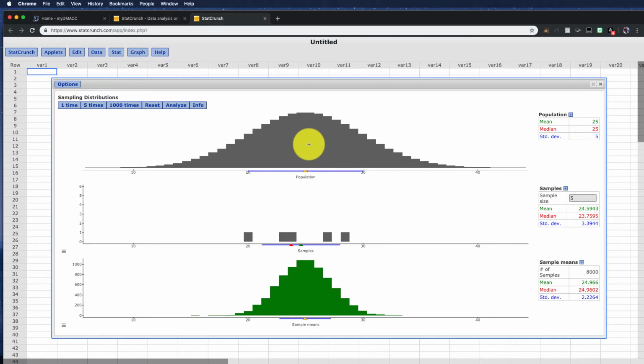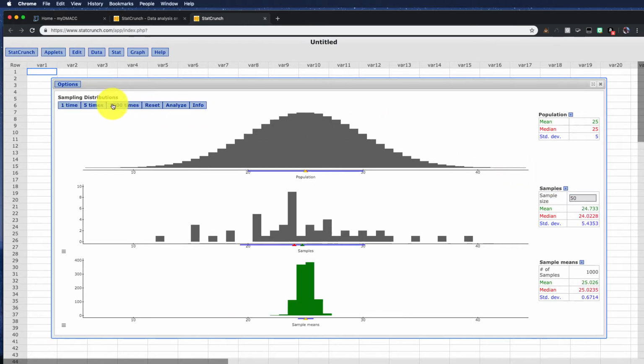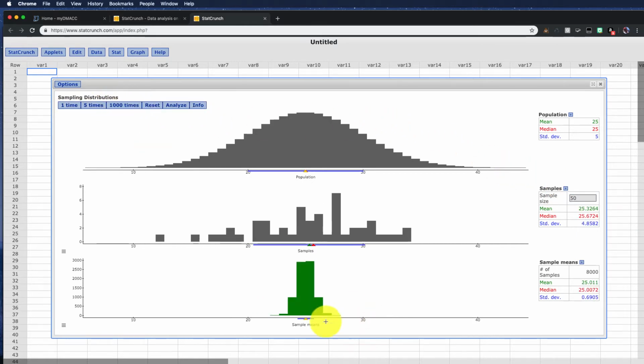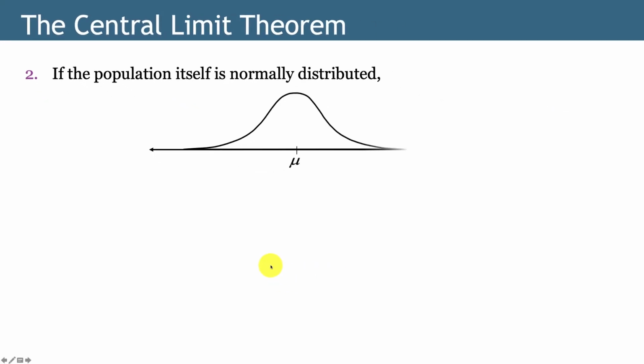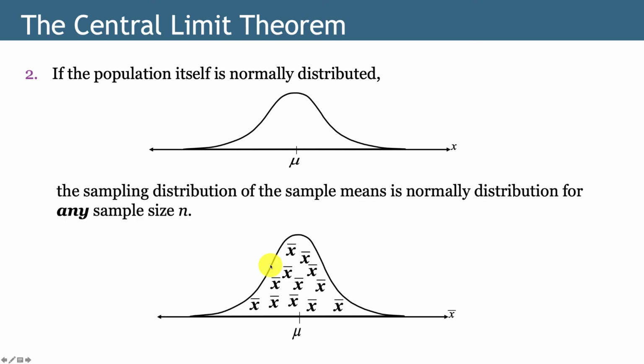I don't need to worry about the sampling distribution being normal or not. Now, this has a spread of 2.2 when the sample is 5. If I bump it up to 50, check it out, it's less spread, right? So again, the larger the sample, the less spread out it is. All right, so that's what the central limit theorem tells us.